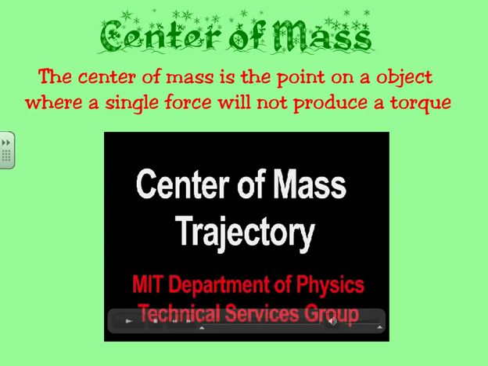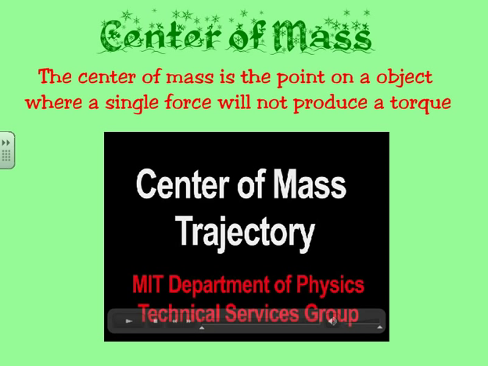In this video, we'll be learning about center of mass and the conditions for equilibrium. The center of mass of an object is the point on an object where a single force will not produce a torque. That's when only one force is acting on the object. In other words, if we were to take the object out into space where there is no force of gravity and exert one force on the center of mass, the object would not rotate. It would simply move in the direction of the force applied.